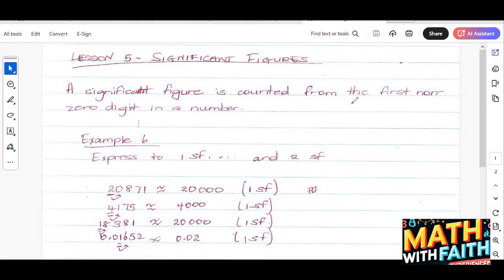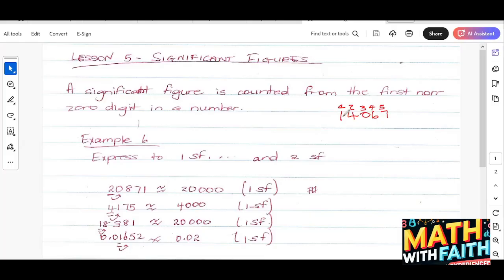So let's say we have a number 14,067. The first significant digit is this one. So this is number 1. 1 is the first significant digit. 4 is the second significant digit. You are not to skip over the 0 and say, well, this is a 0, so it's not significant. No, once it's after the first non-zero digit, this 0 will be significant. So the 0 is the third significant digit, the 6 is the fourth significant digit, and the 7 is the fifth significant digit. So we have 5 significant digits here.